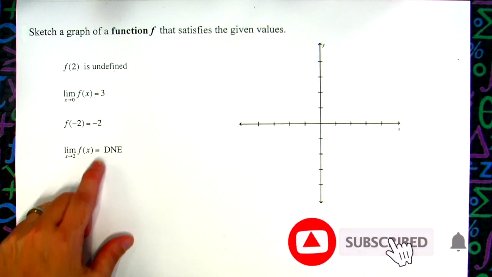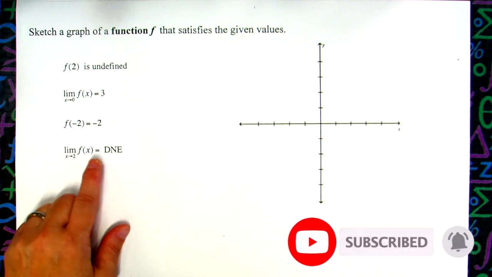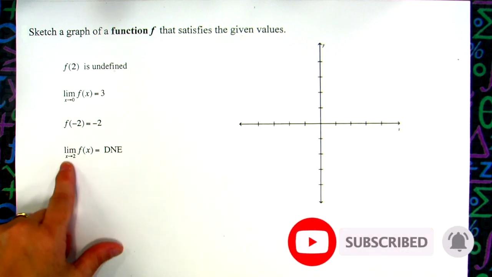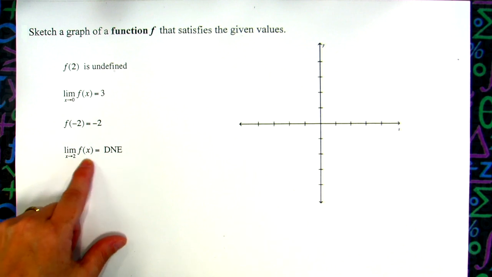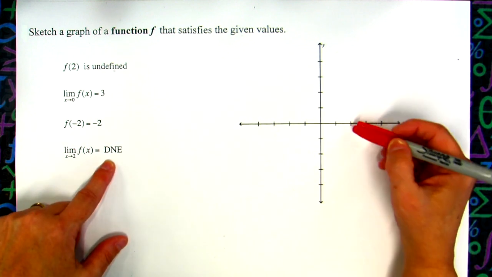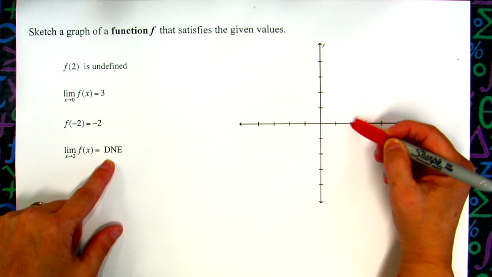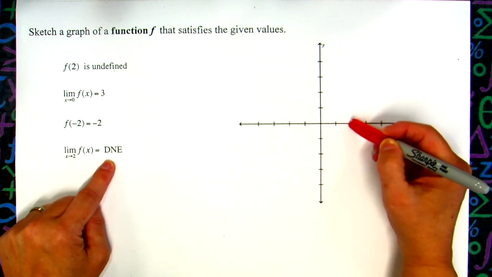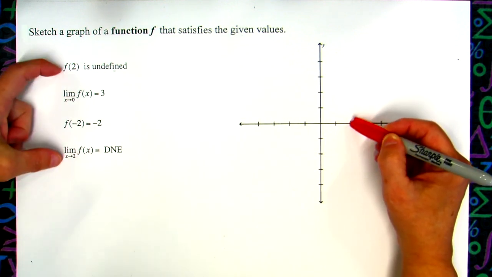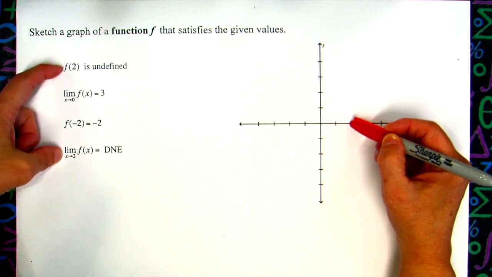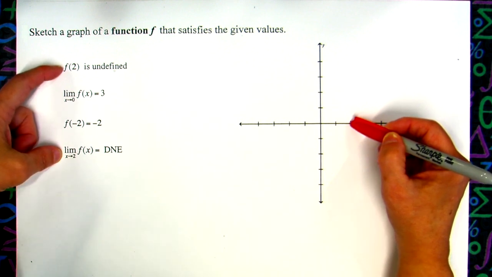But at the same time, I'm going to look at this one as well. This says the limit as x approaches 2 of f of x does not exist. So that's still focused around 2 here. So I have to make the limit not exist. I'm going to look at these two together. An easy way to make a limit not exist is from the left and from the right not matching, being different, the limit from the left and the limit from the right not matching.